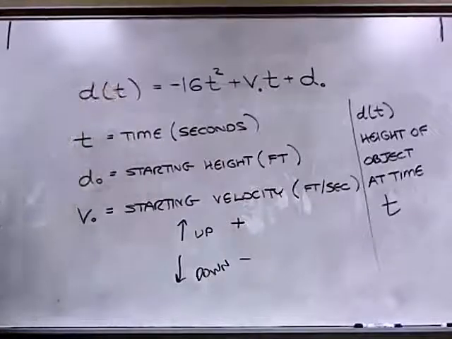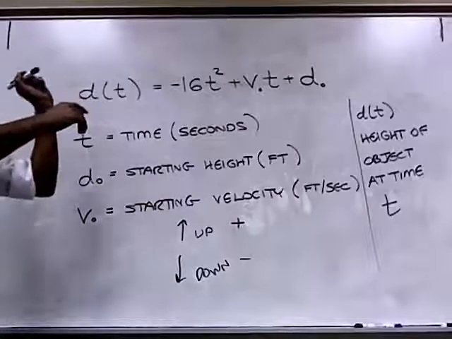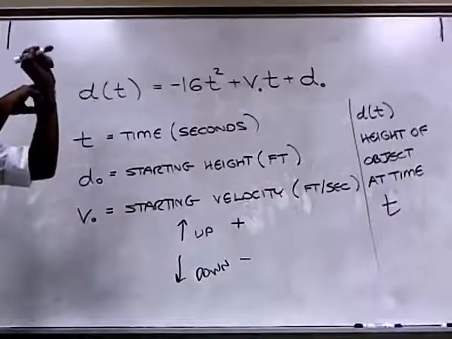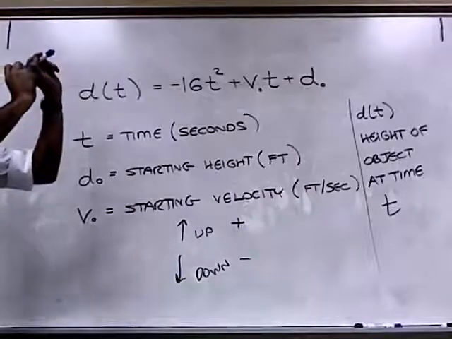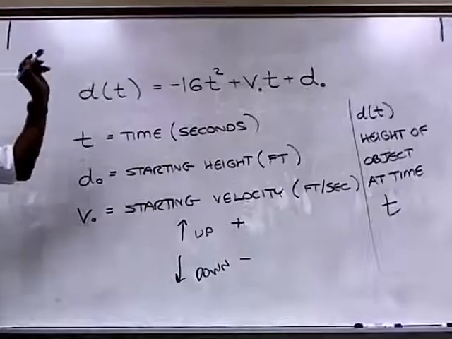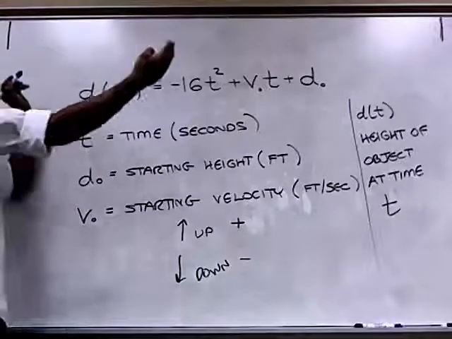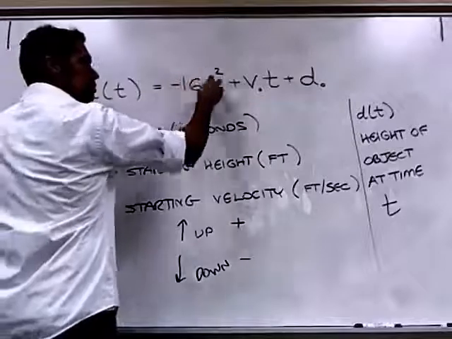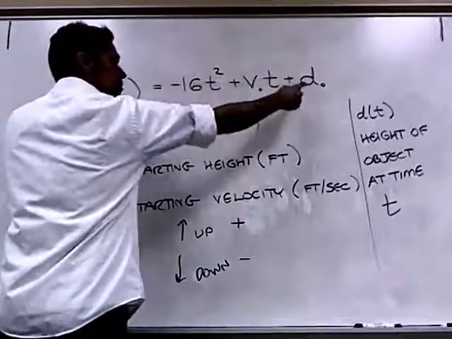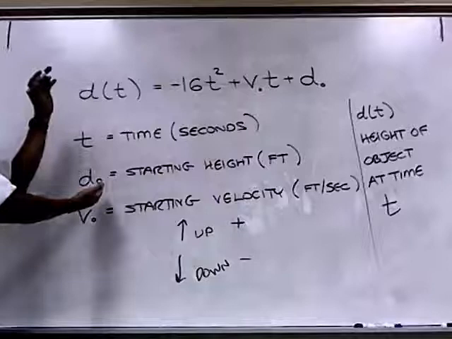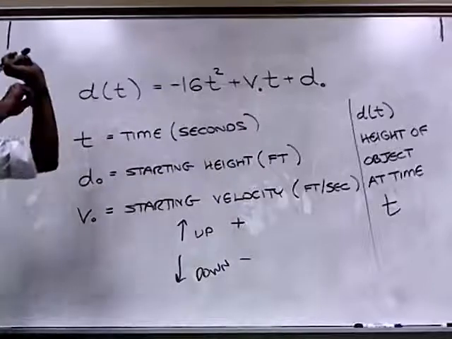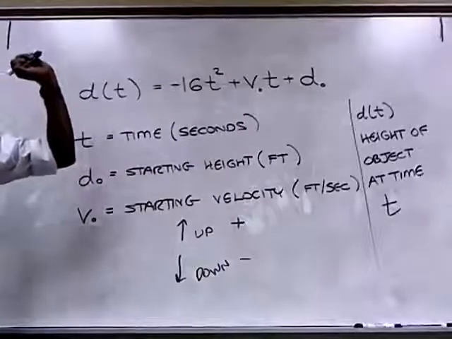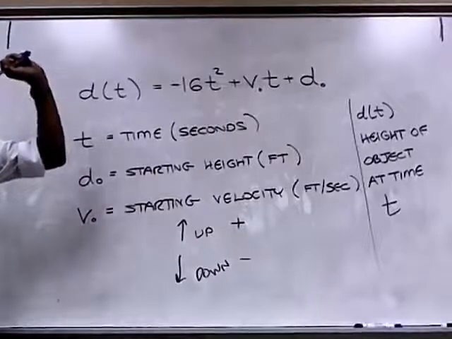So let's just try it. Let's say I'm about to throw this object. So my time right now is what? 0, right? Plug 0 in for t, and what do you get? You get d naught. What's d naught? My starting height. So I'm about to start my watch, I'm going to let it go. D naught should be how high it is off the ground to start, right?